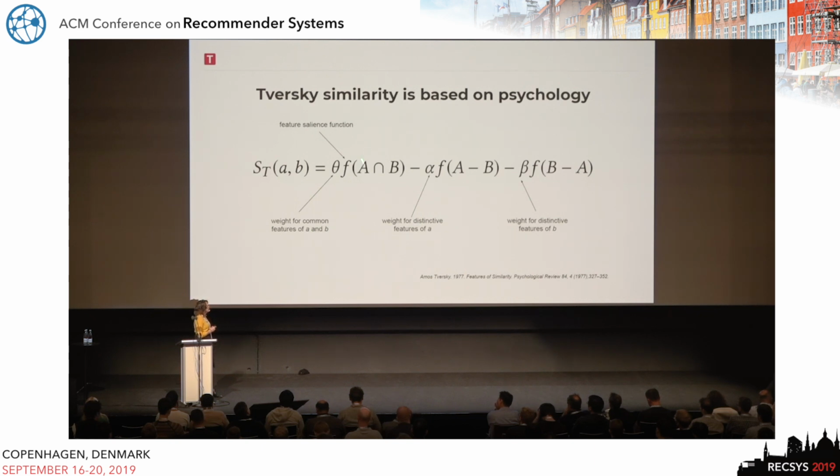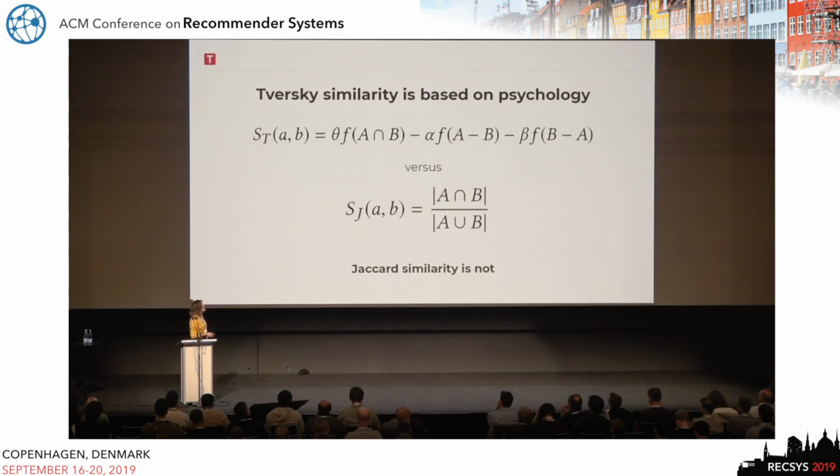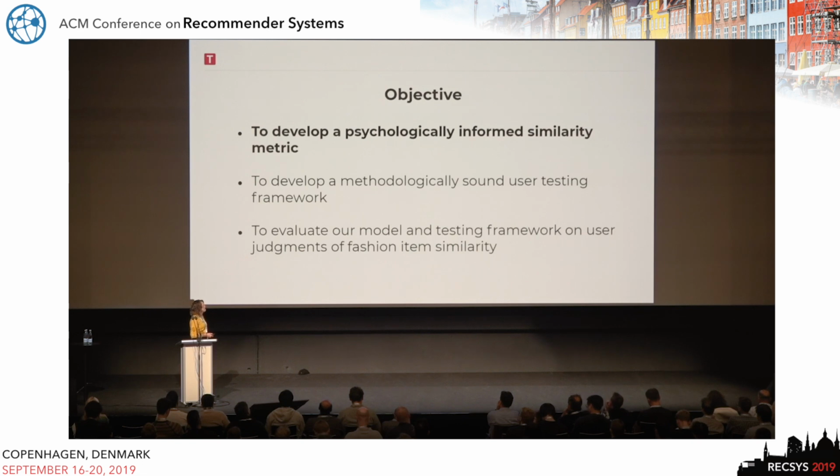Lastly, you'll see that there's a salience function f, and what this enables is that in any given judgment, some item features are going to be more important than others in determining how users make these judgments. I just wanted to point out that all of these features of the Tversky model that account for these psychological quirks are not represented in something that's more commonly used like the Jaccard similarity metric. Okay, so we have some basis on which to build a psychologically informed similarity metric.